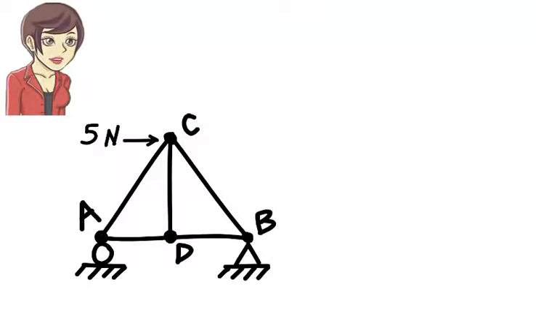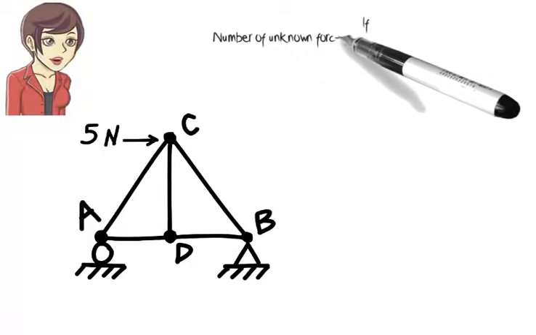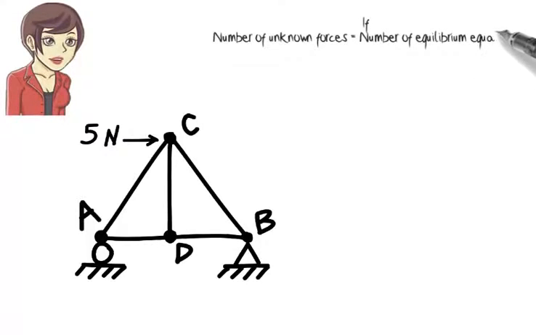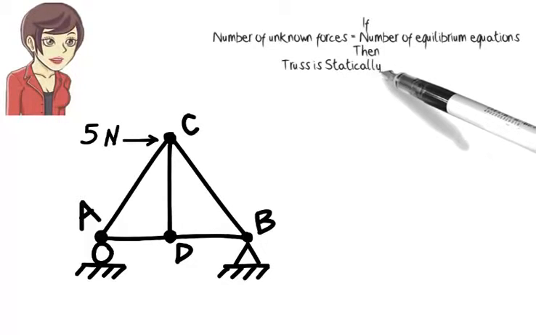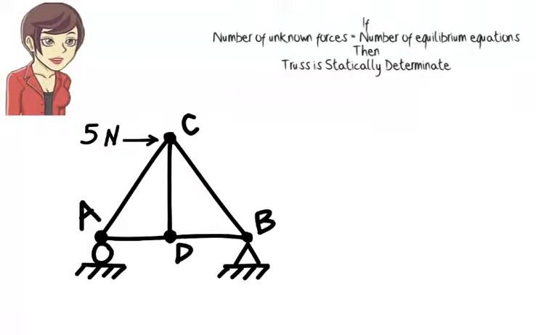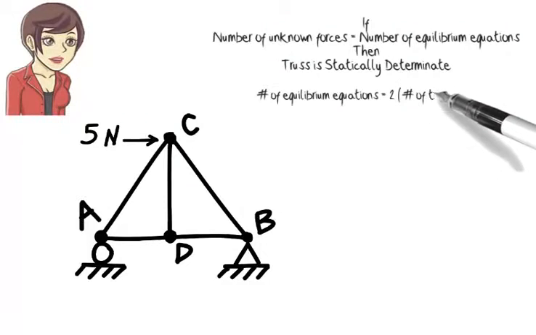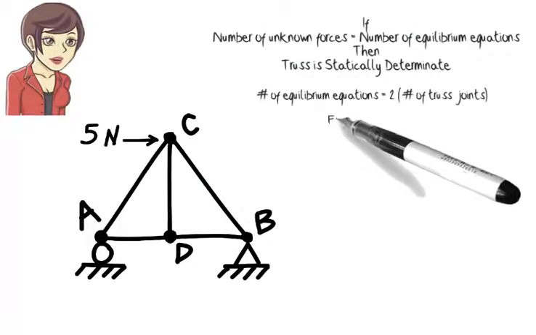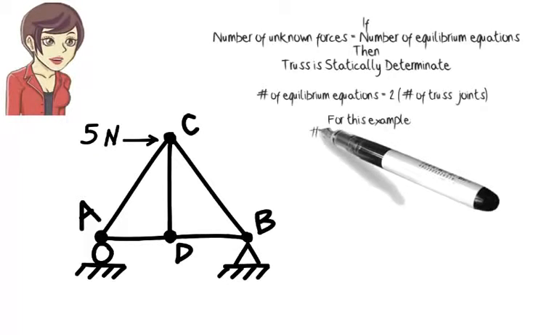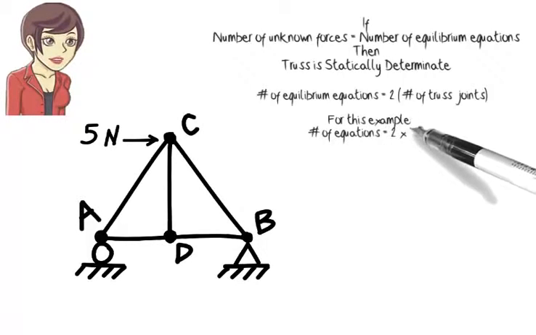A truss is said to be statically determinate if its member forces can be calculated solely using the equilibrium equations. Algebraically speaking, if the number of unknown forces equals the number of equilibrium equations, then the truss is said to be statically determinate. So, how many equilibrium equations can be written for a truss structure? The total number of equilibrium equations equals 2 times the number of joints in the structure. So, if the truss has 4 joints, we can write 8 equilibrium equations for it.